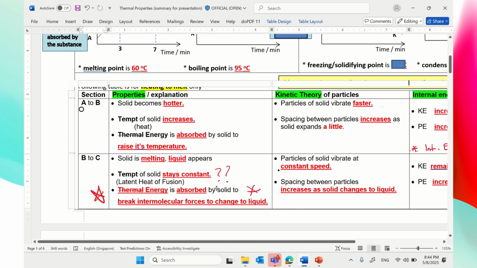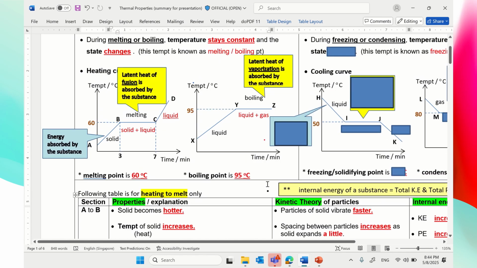Now, if you understand this whole part of it, it is good enough for you to understand also why temperature stays constant for boiling. You will know how to answer for boiling. So check it out yourself. From Y to Z, why did the temperature stay constant, even though latent heat of vaporization is absorbed by the substance? Can you regurgitate the answer yourself?